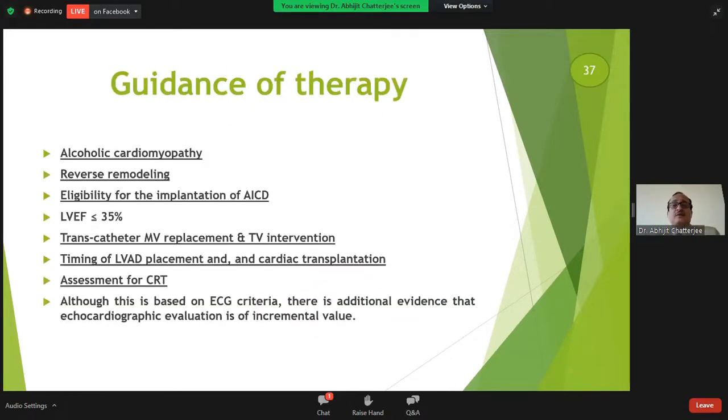The echocardiographer's job is also the guidance of therapy. For example, in alcoholic cardiomyopathy, reverse remodeling, eligibility for the implantation of AICD, the EF has got to be less than 35%, transcatheter mitral valve replacement and tricuspid valve intervention, timing of left ventricular assist device and cardiac transplantation, assessment of CRT. Although this is based on ECG criteria, there is additional evidence that echo evaluation is of incremental value.